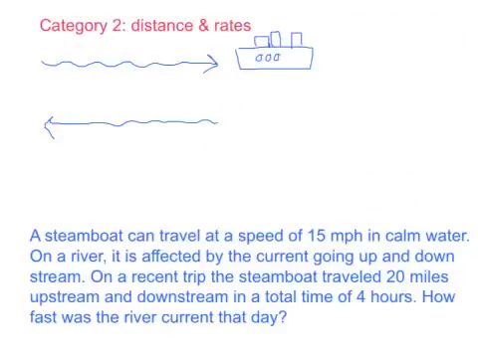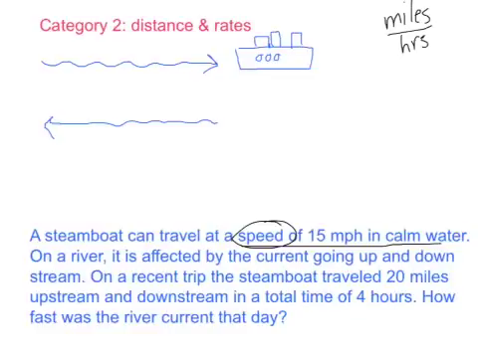Our third and final example with rational equations is in a different category. This would be what I would call distance or rate applications. Here we have a steamboat that can travel a certain speed. Speed itself is a rate. We are comparing miles to hours here.